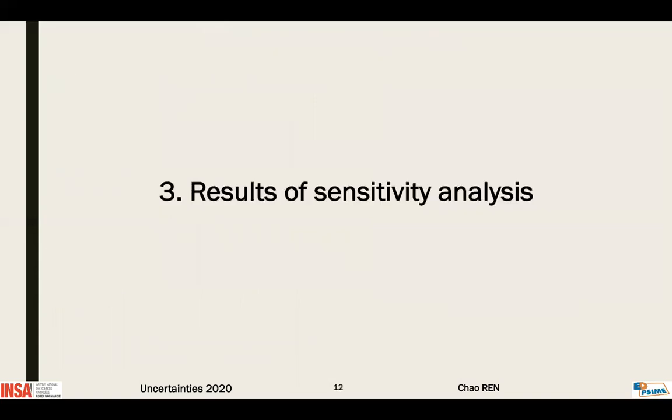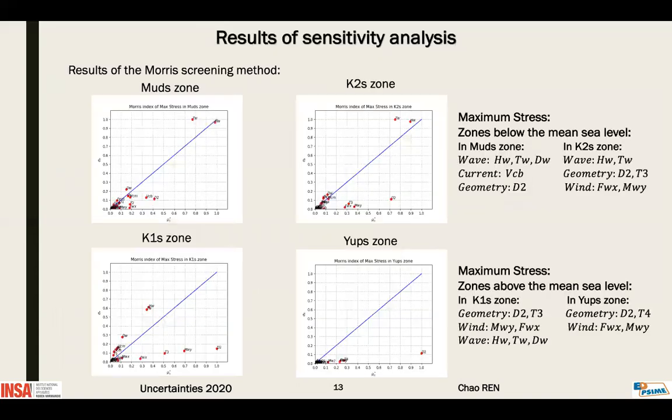And next, I will present the results of the two sensitivity methods. First is the result of the Morris method. As we can see, considering the maximum stress for the zones below the mean sea level, like the mud and the K2S zone, the wave parameters have a high overall influence and interaction. For example, in the mud zone, the wave parameters like the wave period, wave height and wave direction have higher interaction and overall influence.